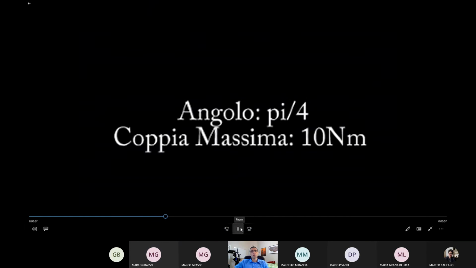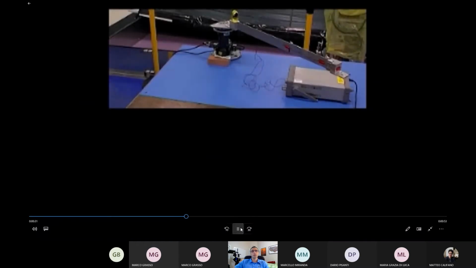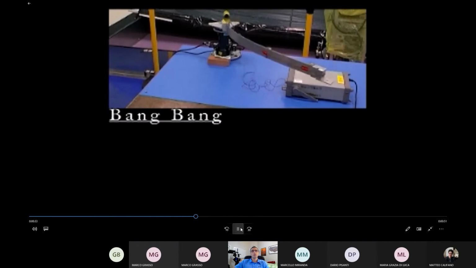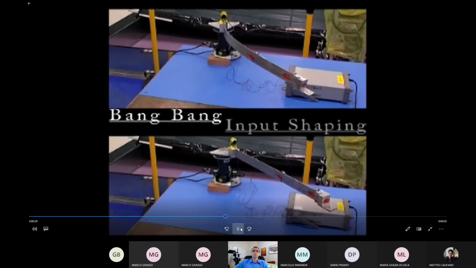This is now less torque, so the final result should be less intense for the bang-bang. Seems worse, actually. I wonder if the title is right. Anyways.